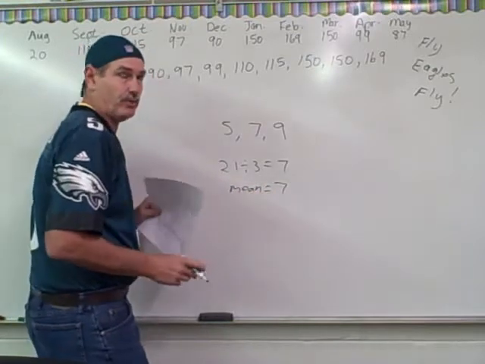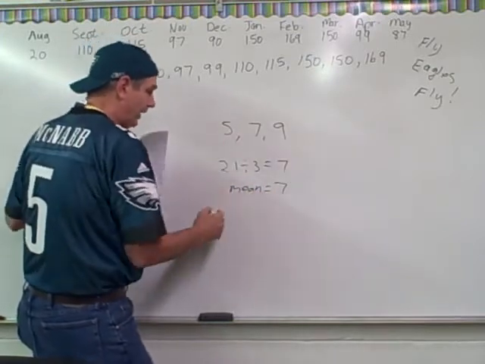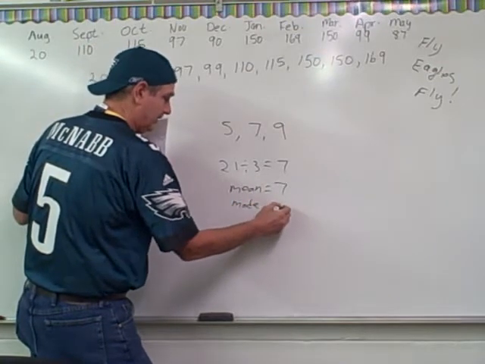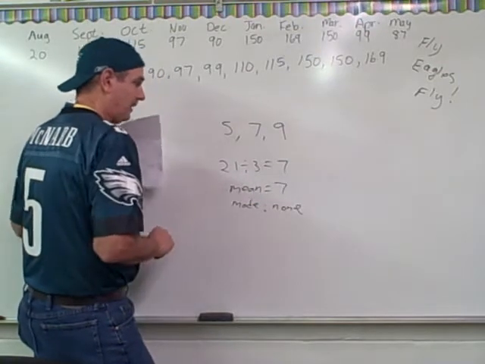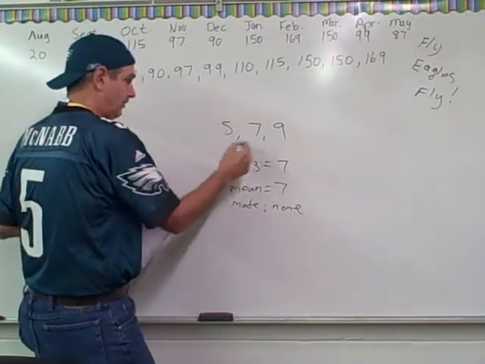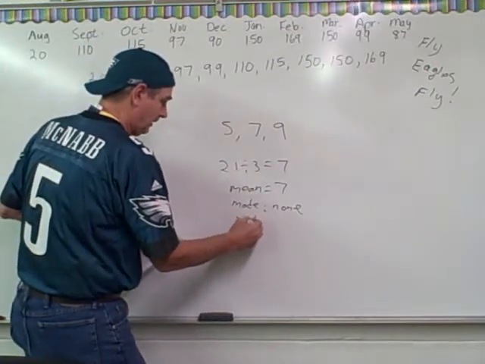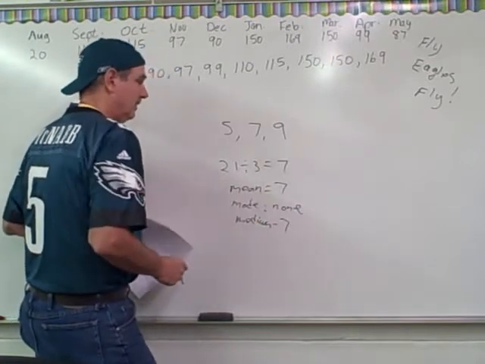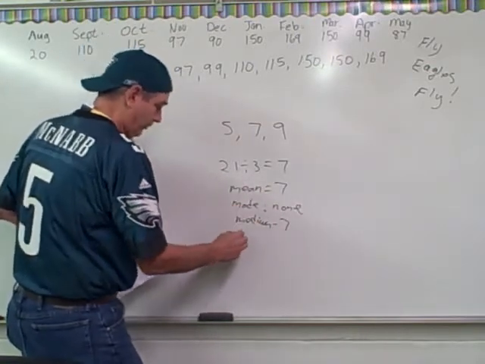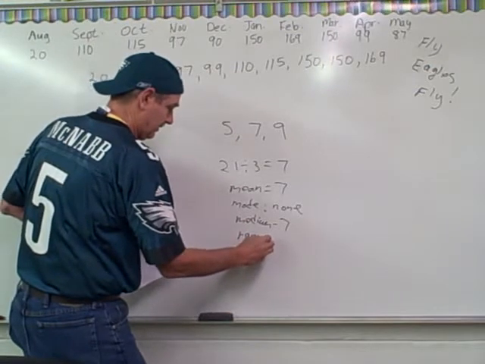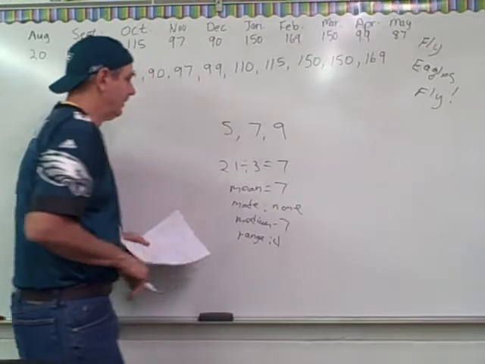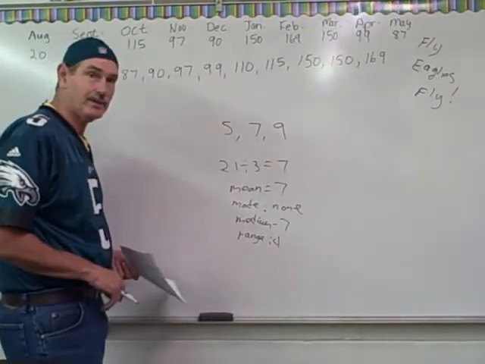The number that occurs most often is the mode. They all occur one time, so there's no mode. None. And the median is the number in the middle, which is the second number. So the median would be 7, the same as the mean. And the range is 5 to 9, or 4. And there is not an outlier in this set.